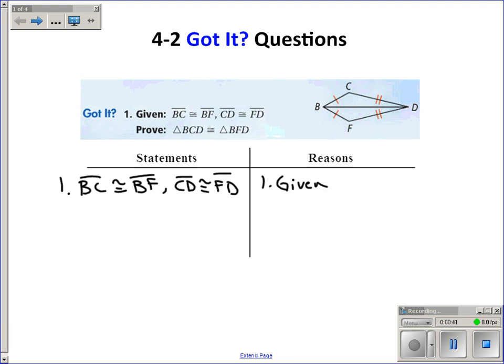Okay, the tools that I have from section 4-2 are the side postulate and the side angle side postulate. So looking at this picture, which one should we use? Well, we don't know anything about angles, so we will need to use the side postulate. But how can I get the other side? Well, the other side is right here in between, and BD is congruent to itself by the reflexive property. So BD is congruent to BD by the reflexive property.